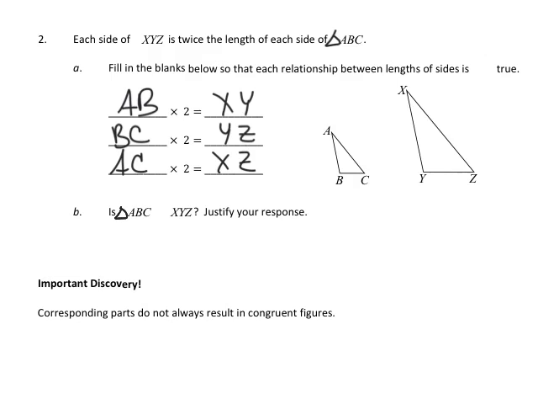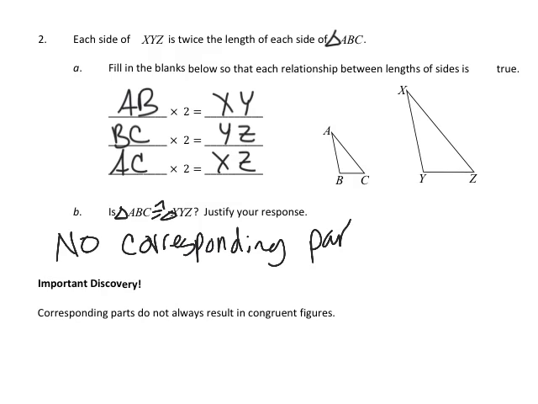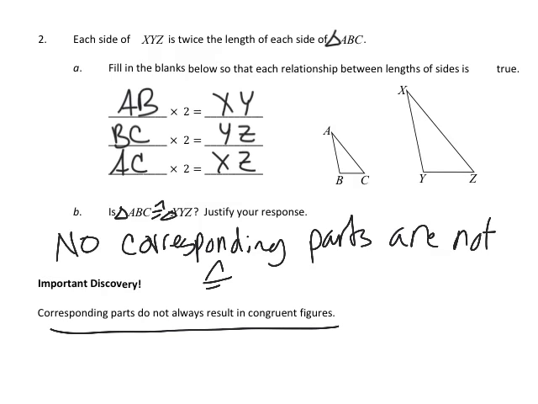Is triangle ABC congruent to triangle XYZ? No, it is not, because the distances, the corresponding parts, are not all congruent. And that's our answer. Corresponding parts are not congruent. Therefore, the overall image cannot be congruent. So corresponding parts do not always result in congruent figures. And we will practice more of this when we get together in class.